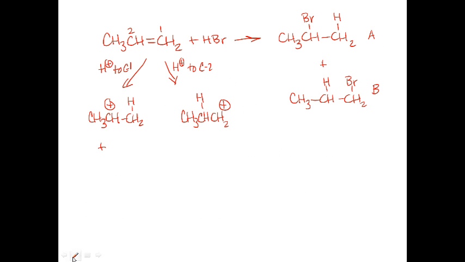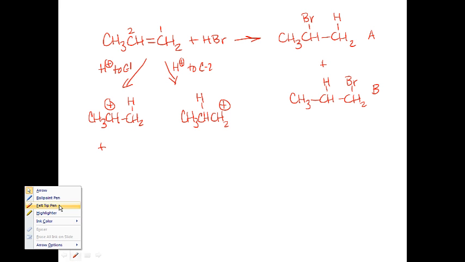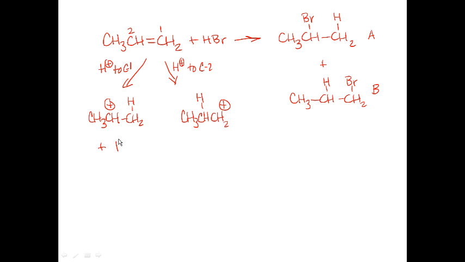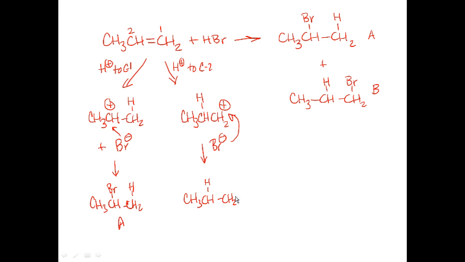Okay, I don't know what happened to my pen, but it just died. So now I'm going to go ahead and add my Br minus to this carbon, the carbon 2, and that's going to make product A. And I'm going to go ahead and then add the Br minus to carbon 1, that carbocation, to make product B.